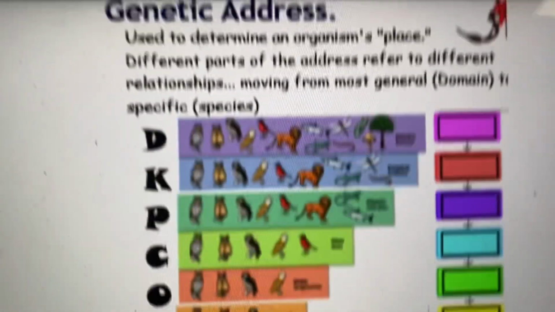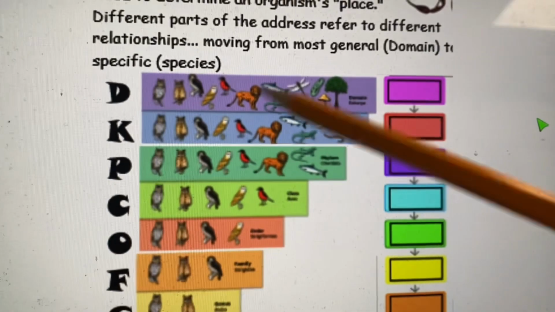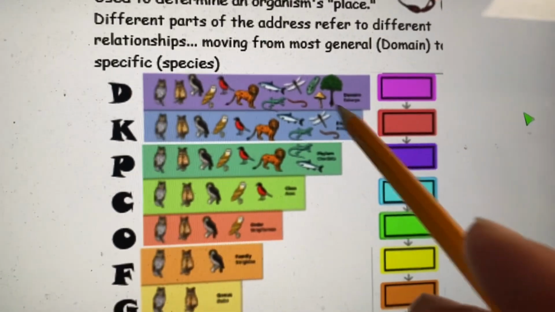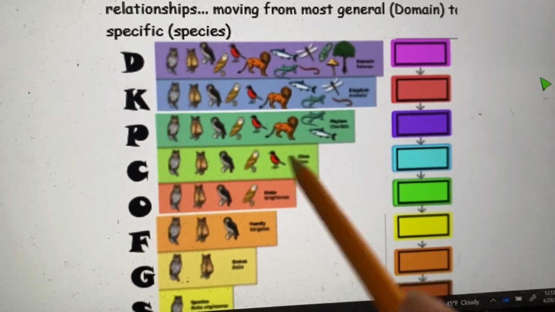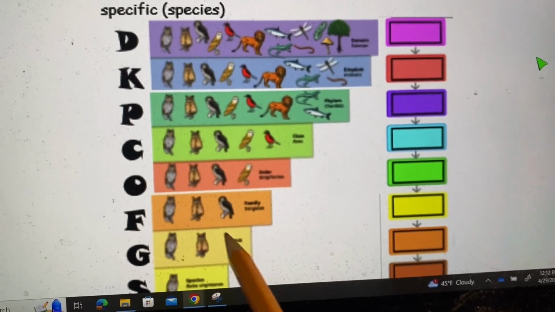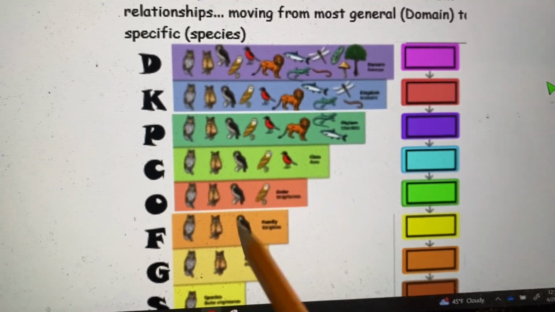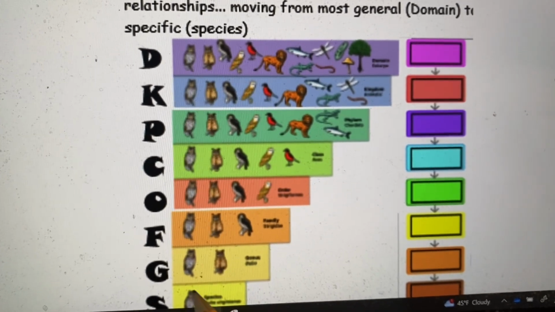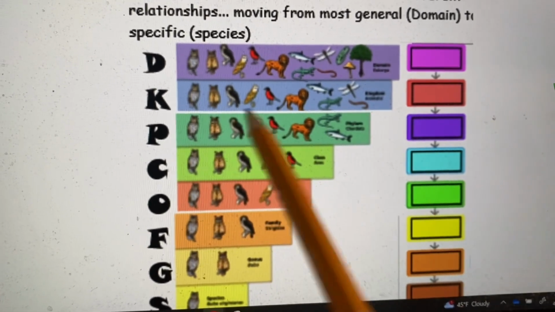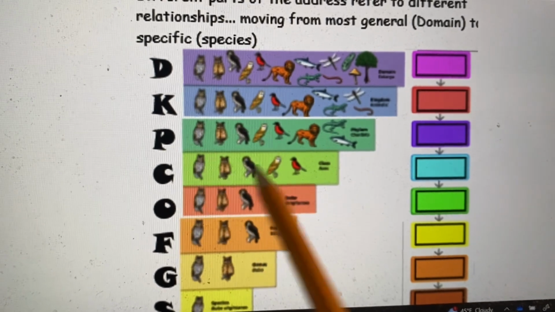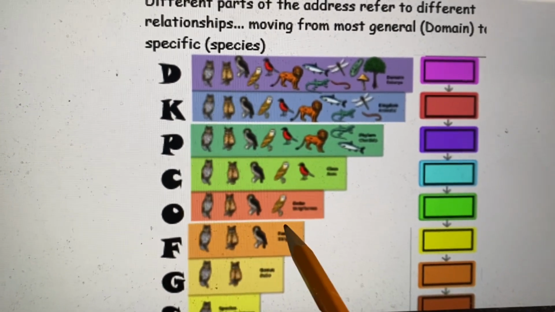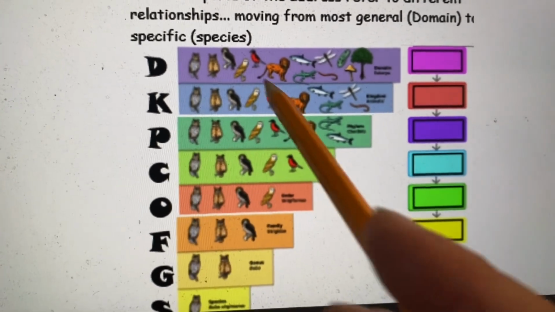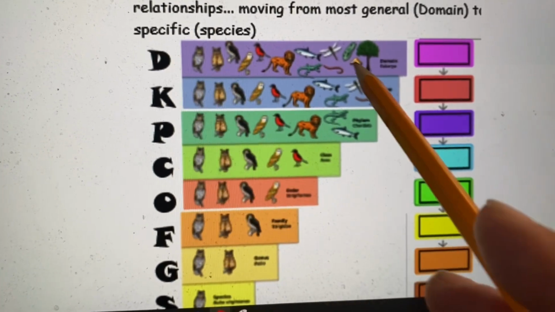The most general, of course, is called the domain. And that's followed by the kingdom, the phylum, the class, the order, the family, and then the genus and species name. All right, so we just use the last 2, the genus species, as the scientific name, but all organisms are classified into different domains, kingdoms, phylums, classes, orders, and families as well. Okay, the most general group is the domain.